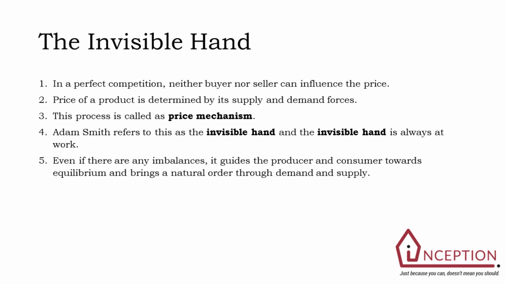Price of a product is determined by its supply and demand forces. We will understand this in the next slide. This process is called the price mechanism. Adam Smith refers to this as the invisible hand, and the invisible hand is always at work.